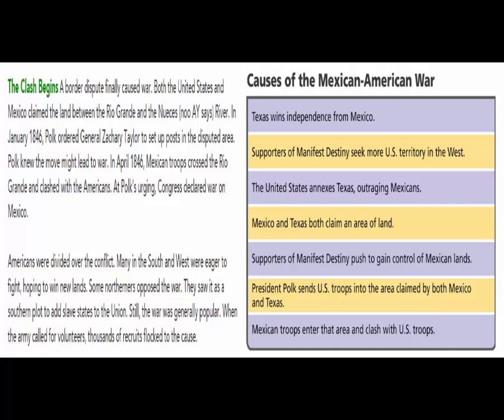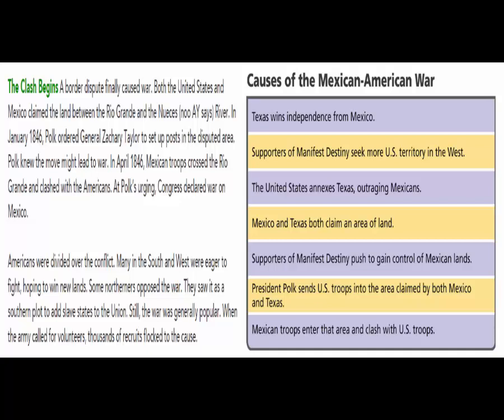Americans were divided over the conflict. Many in the South and West were eager to fight, hoping to win new lands. Some Northerners opposed the war. They saw it as a Southern plot to add slave states to the Union. Still, the war was generally popular. When the Army called for volunteers, thousands of recruits flocked to the cause.